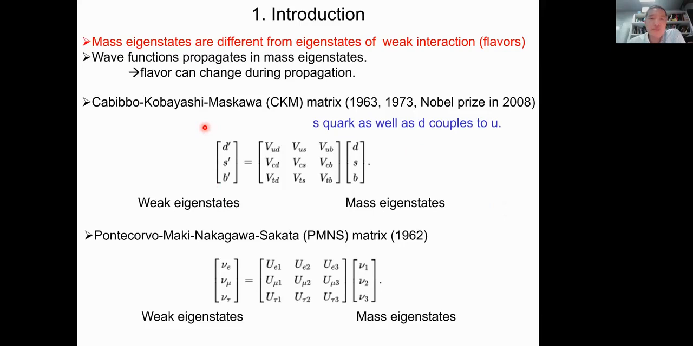This equation shows the relation between weak eigenstates and mass eigenstates of quarks. This is related by this matrix called the Cabibbo-Kobayashi-Maskawa matrix. So the strange quark as well as the down quark couples to the up quark. So the coupling is not so simple. Similarly, this shows the relation between weak eigenstates and mass eigenstates of neutrinos. This matrix is called the Pontecorvo-Maki-Nakagawa-Sakata matrix. So the relation is similar to that of quarks.